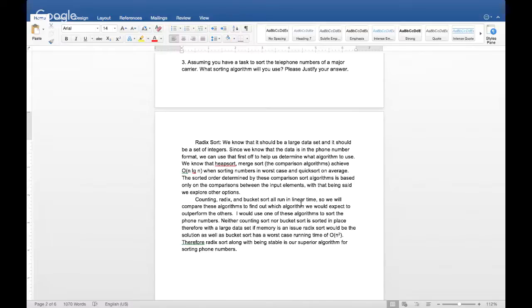Counting, radix, and bucket sort all run in linear time, working with numbers. So we're going to take a look at those, and we do expect them to outperform the others. I would use one of these algorithms to sort the phone numbers. So determining which one, I talk about here.